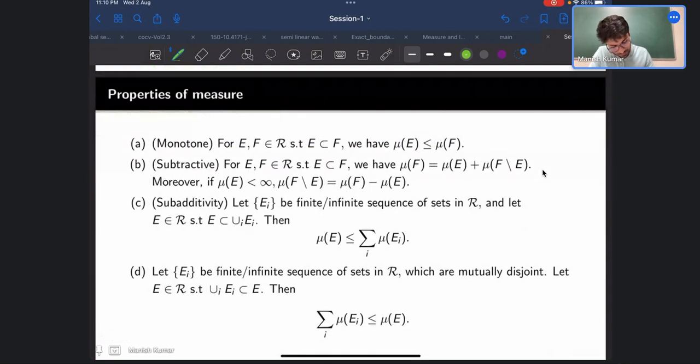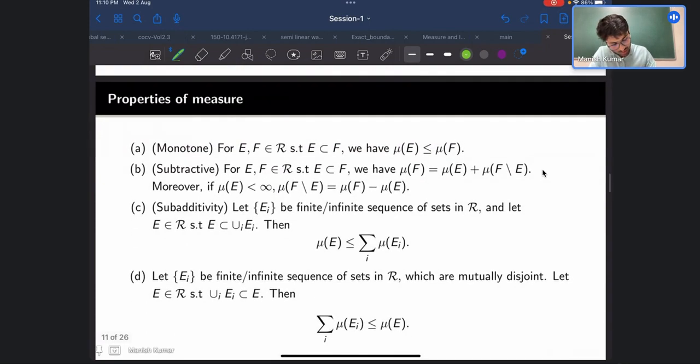If you have two sets in the ring, suppose E and F, and E is contained in F, that means if E is this one, then F is something like this. Obviously since E is sitting inside F, the measure of E, the size of E, should be less than or equal to the size of F. So this is one property of measure, which is called the monotone property. Everything you see is very natural.